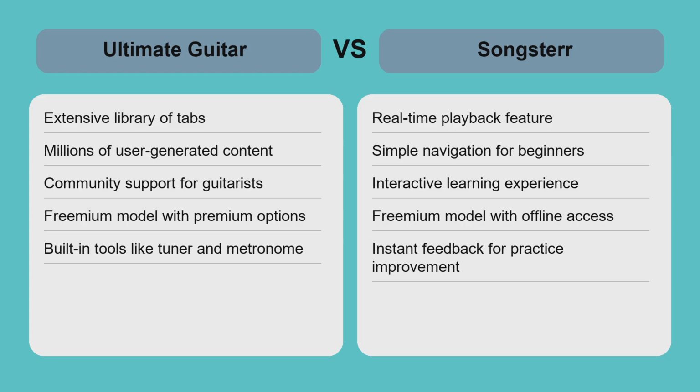If you enjoy learning through a large selection of songs and community support, Ultimate Guitar is the better choice. However, if you prefer a more guided approach with instant feedback, Songsterr may suit you better. Both apps have their strengths, so your choice will depend on your specific needs as a guitarist.